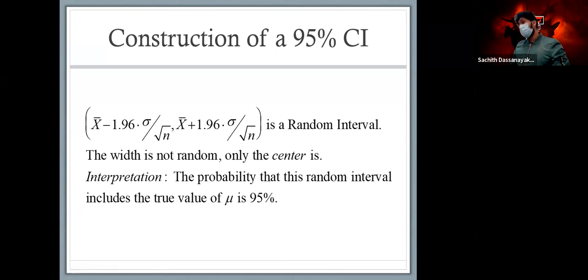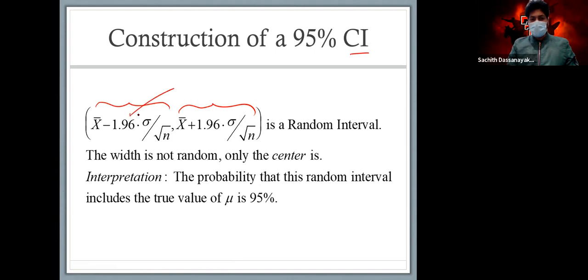In this section, section 7.2, we are talking about confidence intervals. This is the lower bound and this is the upper bound of this confidence interval. Why this 1.96, whether positive or negative? Because of this 95%.